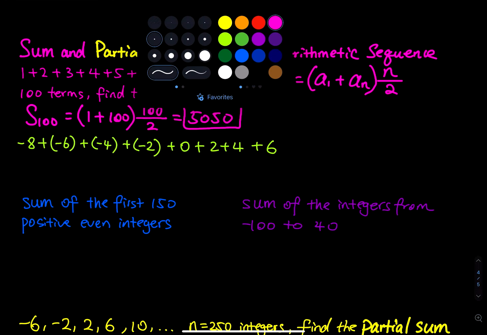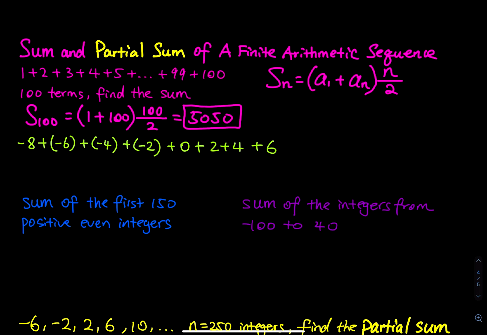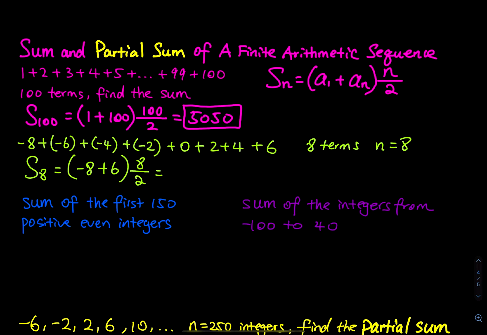Okay, so for this problem, how many terms? So we have 8 terms. Then n is equal to 8, so we have S of 8, which is equal to the first term, and then you add the last term, and then multiply by 8 terms, and then divided by 2. So we have a -8 and 6, that is -2, and then the sum is equal to -8. So using this formula, you can just get it in a few seconds.